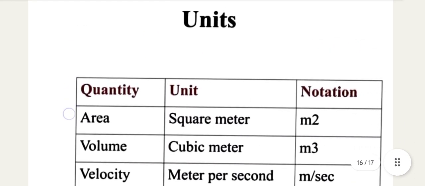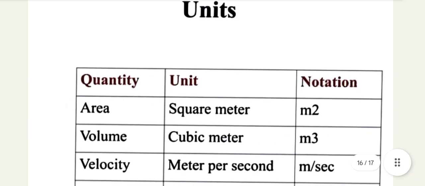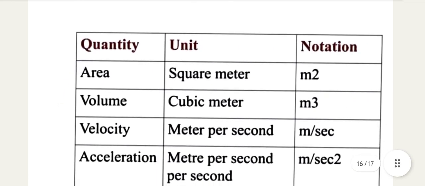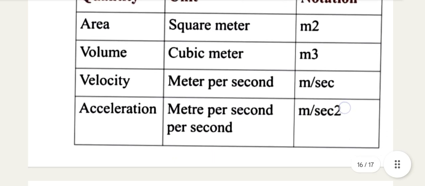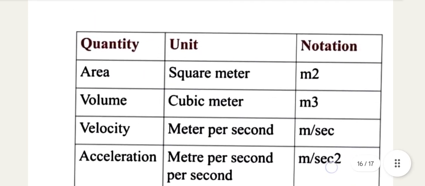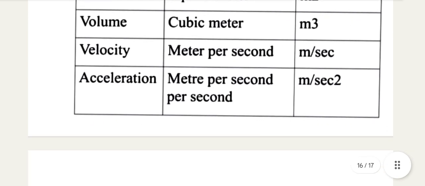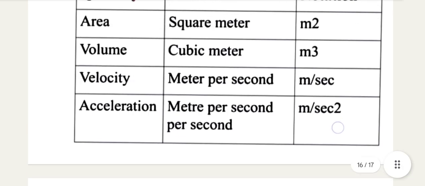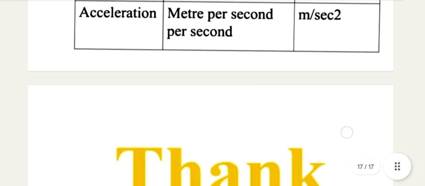That is, the following units. Area is in square meter, that is the notation m square. The volume, the unit is cubic meter, and the notation is m cube. Velocity, meter per second, that is the notation meter per second. Acceleration, meter per second per second, so that is the notation meter per second square.